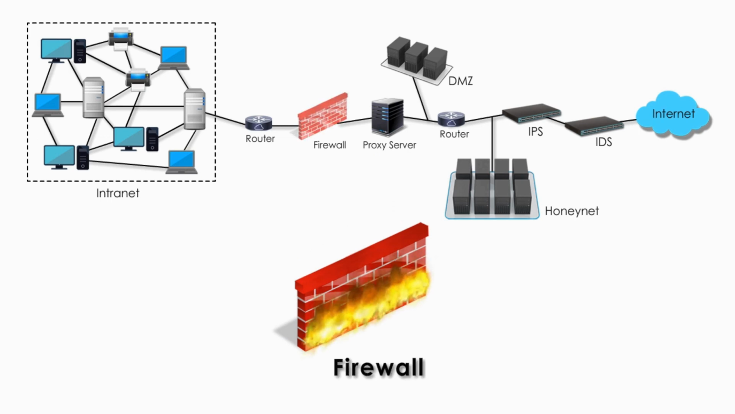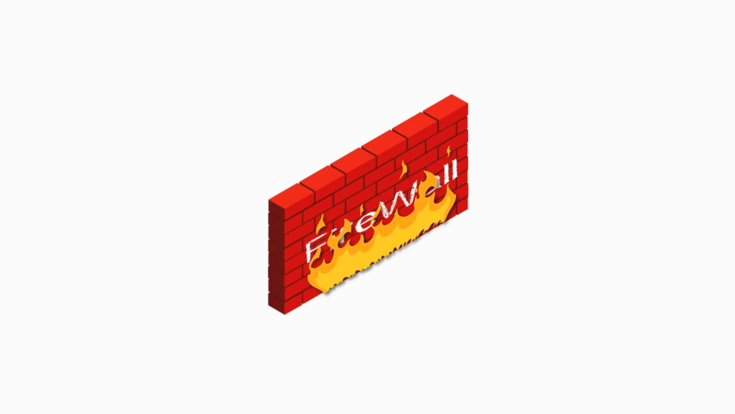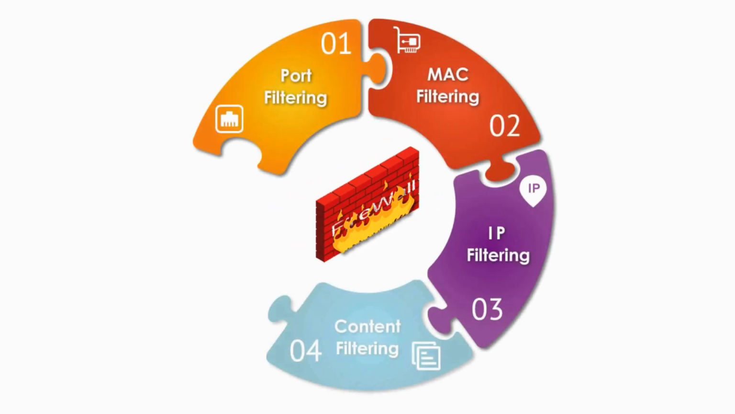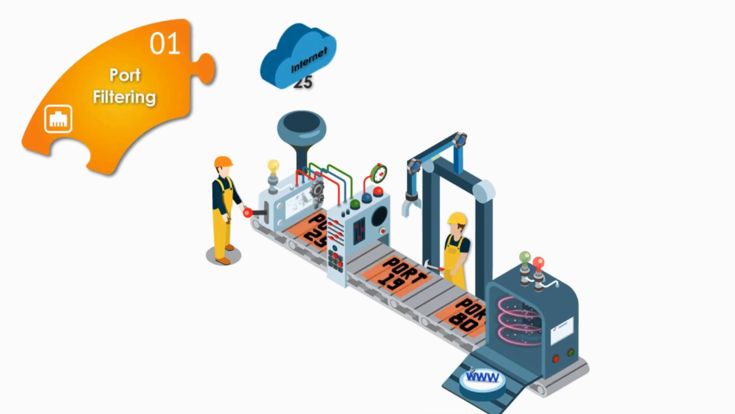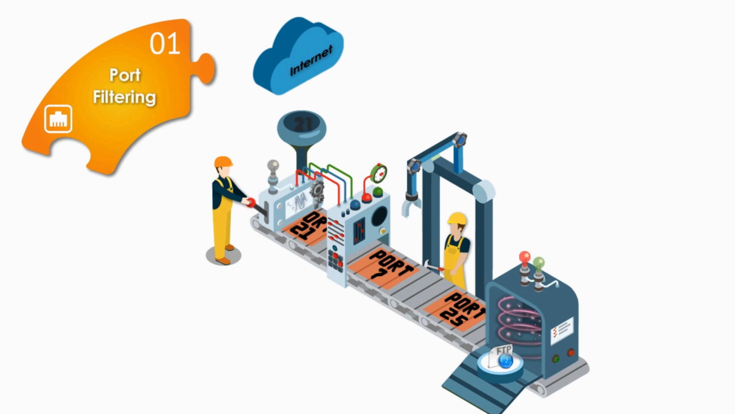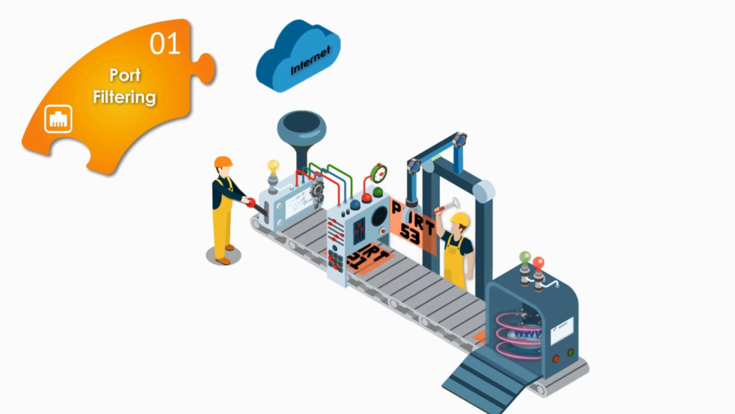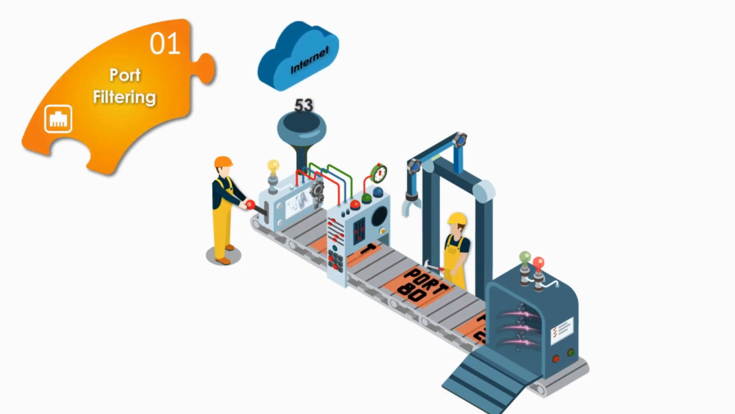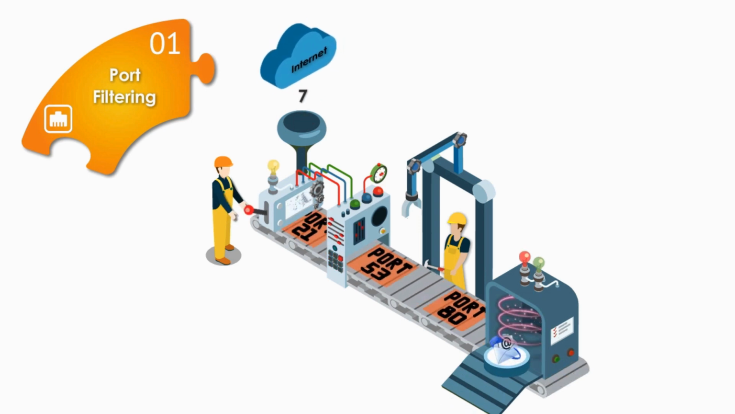Firewalls protect a network from external threats using a variety of methods. In this video, I will talk about 5 major functions. Number 1, port filtering. Port filtering is also called port blocking. A port number means a certain application. Different applications use different port numbers. Port filtering is a function that allows or denies certain applications by opening or closing ports.